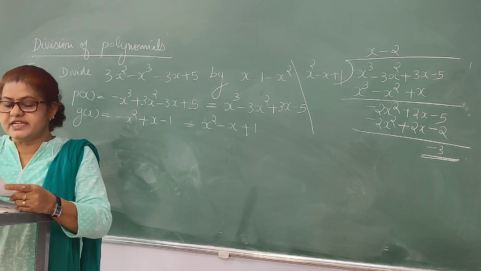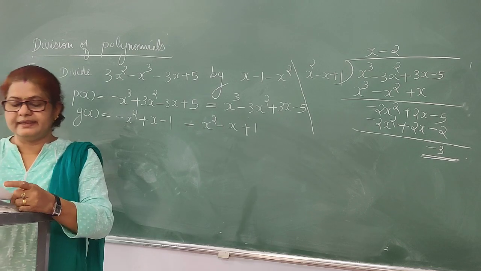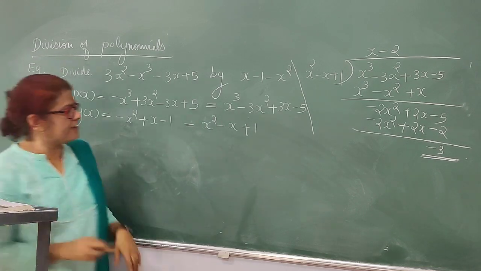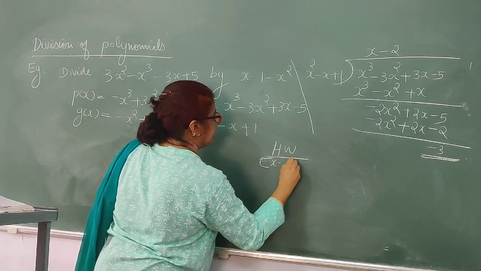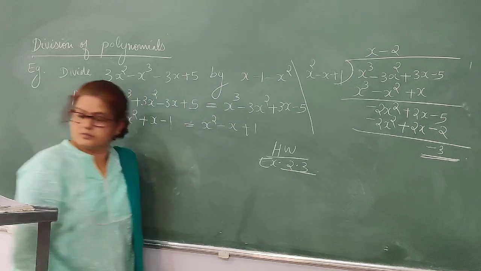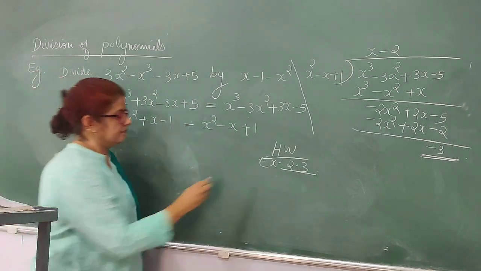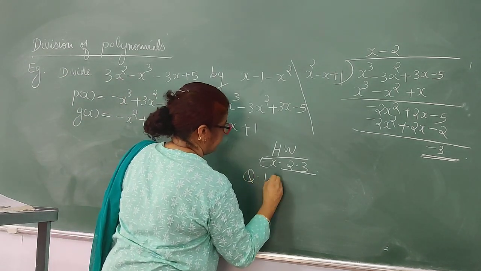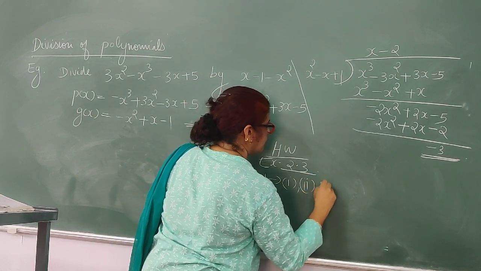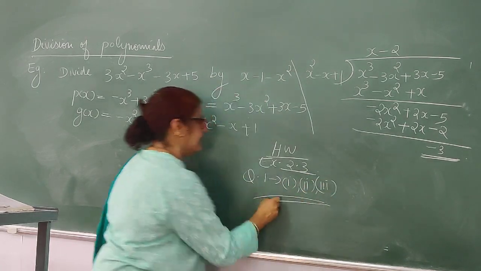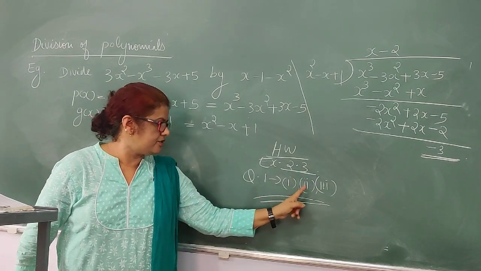Okay. And there are questions in exercise 2.3. Please try one or two questions as homework. Homework: exercise 2.3, question number 1. There are 3 questions. Okay, only one question to do the long division. Question number 1, parts 1, 2 and 3.